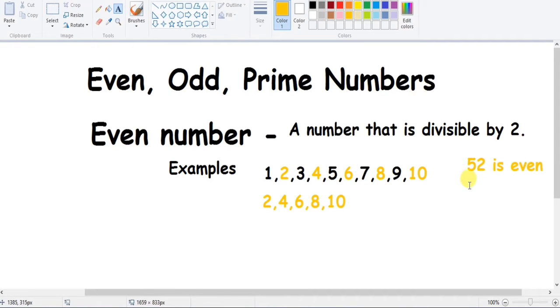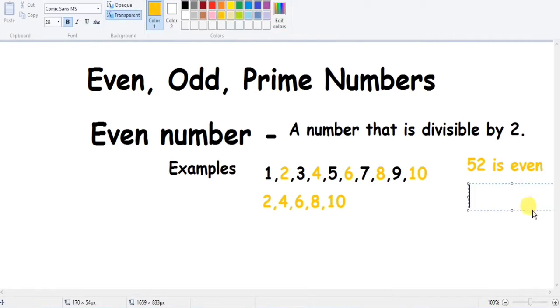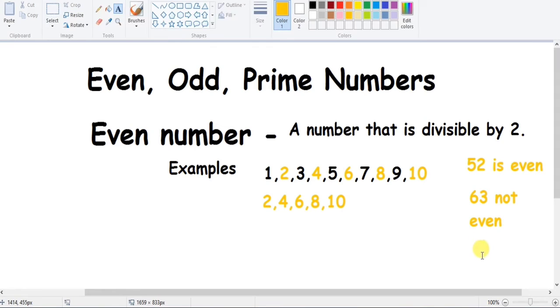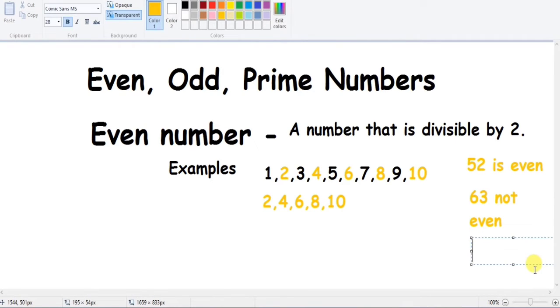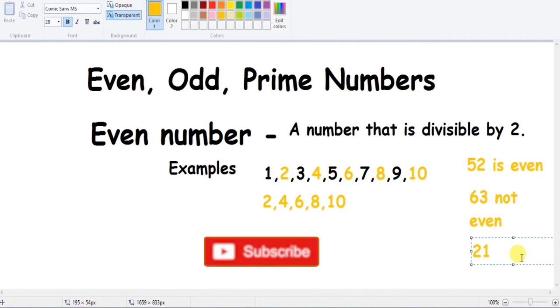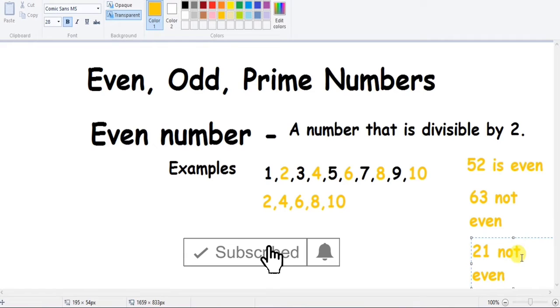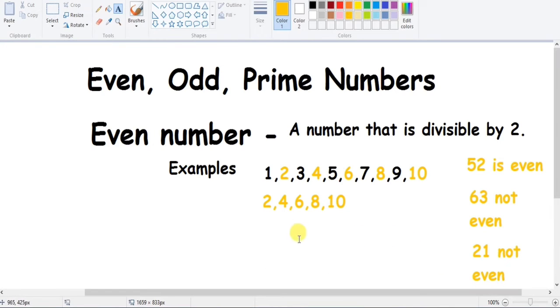What about the number 63? Is 63 even or not even? It is not even. Okay, the next number is, let's say, 21. Is 21 an even number or not an even number? Not an even number. Okay, so that's that for even numbers.